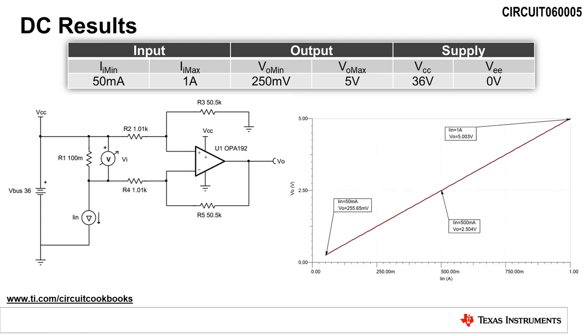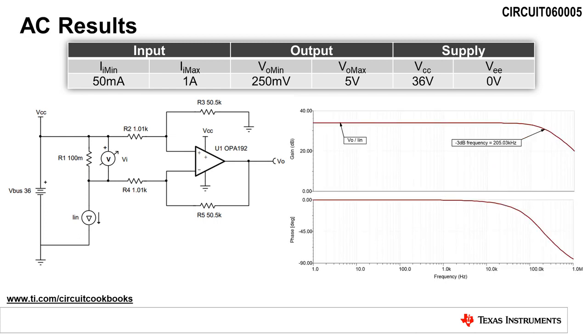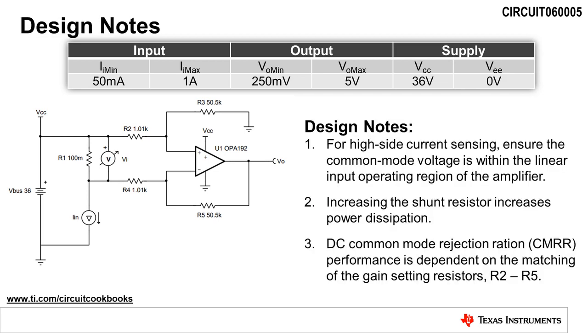A DC sweep of the input current from 50 milliamps to 1 amp yields an output voltage from 255.65 millivolts to 5.003 volts. This verifies the functionality of the circuit. Running an AC sweep analysis, we find that the bandwidth of the circuit is 205 kilohertz.